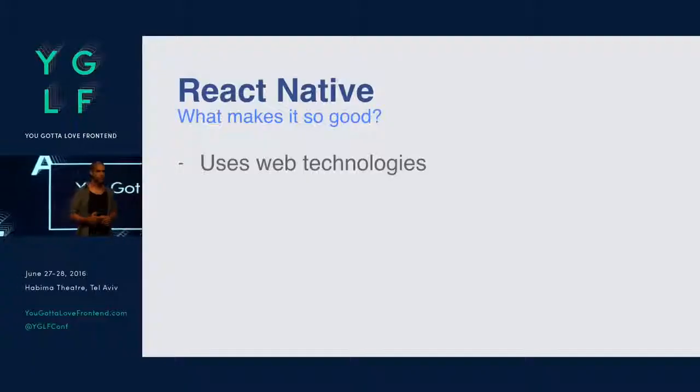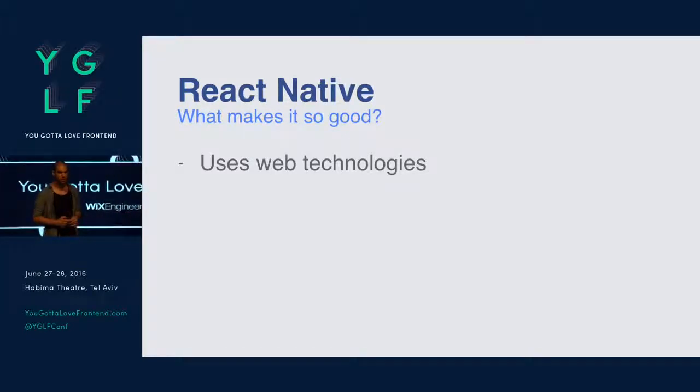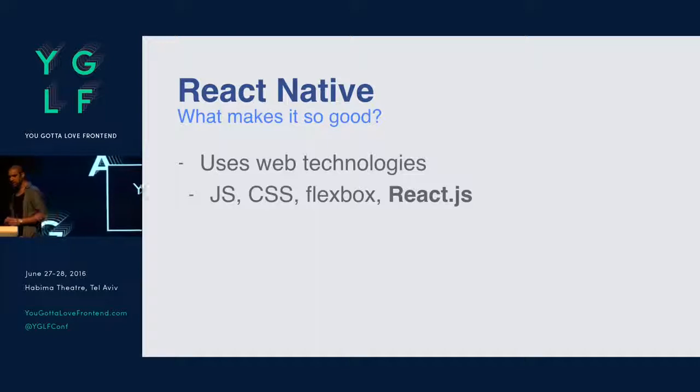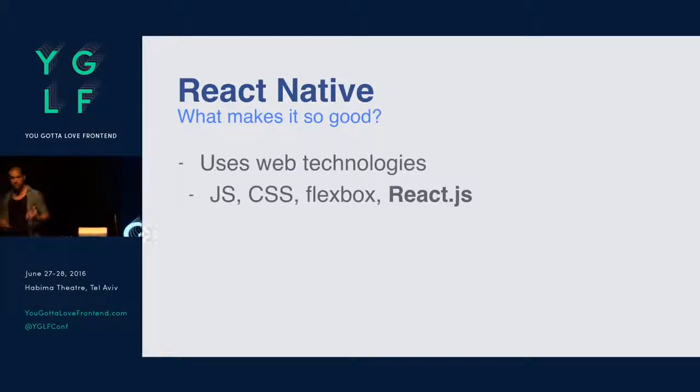So what makes React Native so good? Why is it so popular? Well, let me tell you. First, it uses web technologies, as I just mentioned. Code is written in JavaScript. Styling is done in a CSS-like way. It uses Flexbox for layout, and it's based on React.js. So all of the good things we mentioned about React.js apply here too.